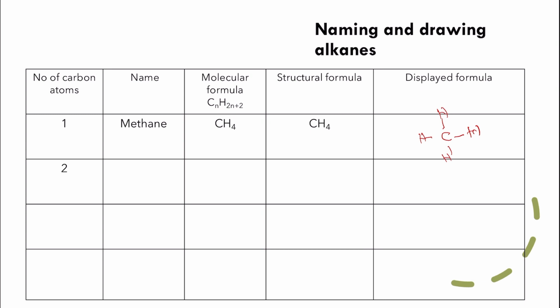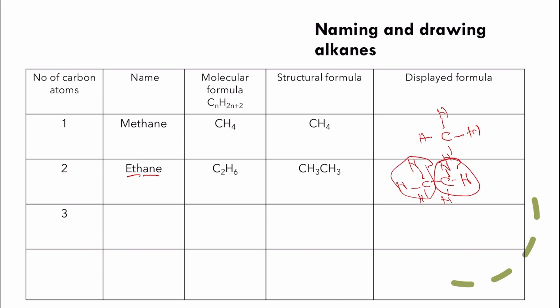If you have two carbon atoms, then the name is ethane, the prefix eth and the suffix ane. Molecular formula C2H6 because of CnH2n+2. And then for the displayed formula, you need to draw the two carbon atoms attached to each other and then carry on drawing all the hydrogens. So each carbon atom has to have a maximum of four bonds. So the structural formula is CH3CH3.